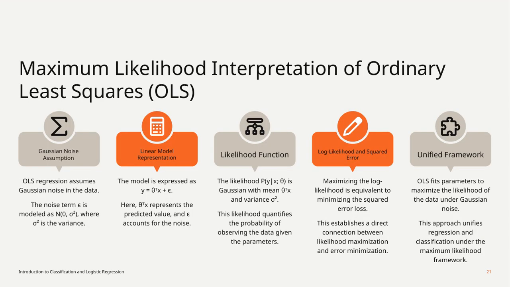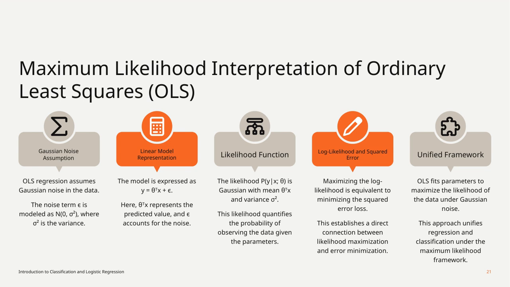Let's dive into the maximum likelihood interpretation of ordinary least squares, or OLS. Essentially, OLS fits parameters by maximizing the likelihood of the data, assuming Gaussian noise. This means we're looking for the parameter values that make our observed data most probable under this assumption. Now, this approach actually unifies regression and classification within a common framework, namely maximum likelihood. When we maximize the likelihood, we're effectively minimizing the squared error loss, which is a core principle in regression analysis. So, maximizing likelihood and minimizing error are two sides of the same coin here.